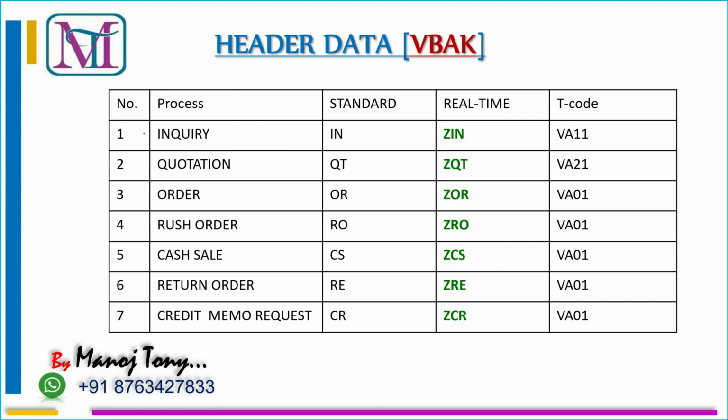So the first process is inquiry. The standard sales document type for inquiry is IN. In a real-time project, we will not use the standard sales document type for the transaction. We have to create our own sales document type. Generally, we create the sales document type starting from Z. So in a real-time project, we create ZIN, a copy from the standard sales document type. Standard is IN, newly created is ZIN, and the transaction code to create inquiry is VA11.